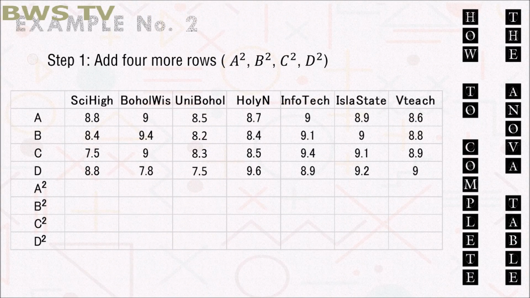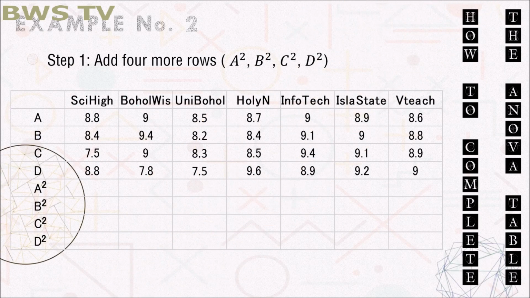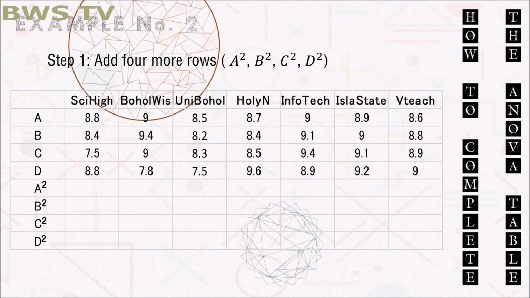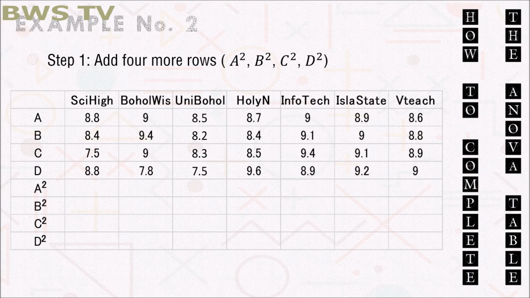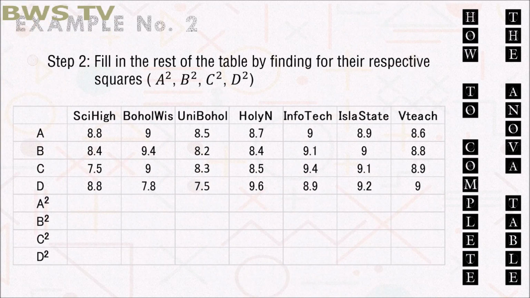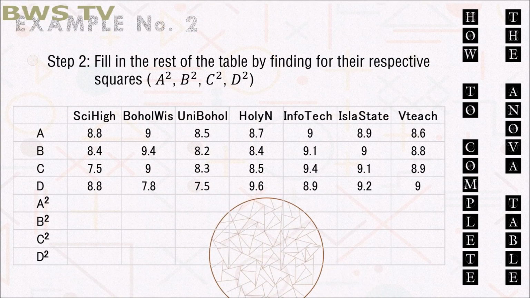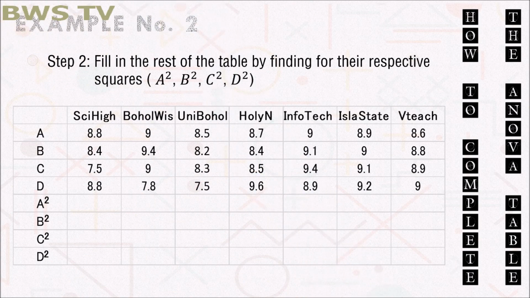So let's proceed to step 1 in completing the table. Step 1, add 4 more rows: A square, B square, C square, and D square. So why did we add 4 more rows instead of 4 more columns? Because as said earlier, your columns or schools are your variables. So step 2, fill in the rest of the table by finding their respective squares.